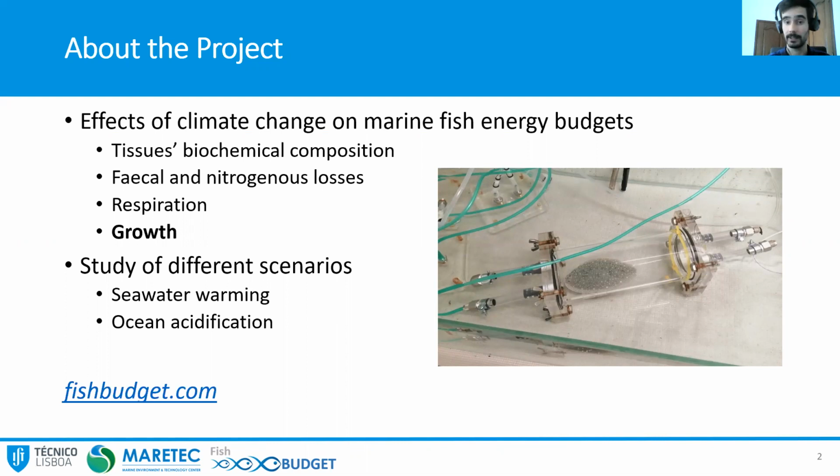Particularly, we are studying two aspects of climate change: global warming, in this case the seawater warming, and ocean acidification. And thus we are studying two forcing variables, temperature and pH.